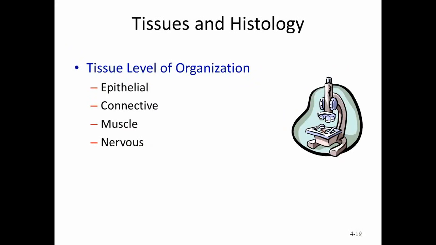Okay, tissues in histology. If we look at the tissue level of organization, we'll see that all the tissues in your body are made up of 4 different types of tissues. We have epithelial tissue, connective tissue, muscle tissue, and nervous tissue. So if we look at any type of tissue, it's going to fall under one of these 4 categories.